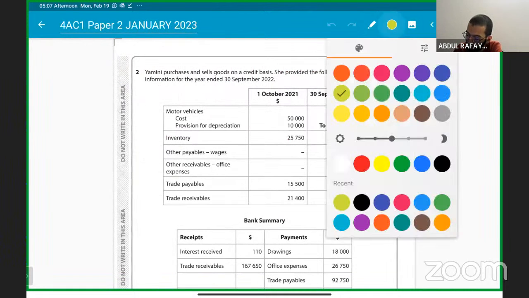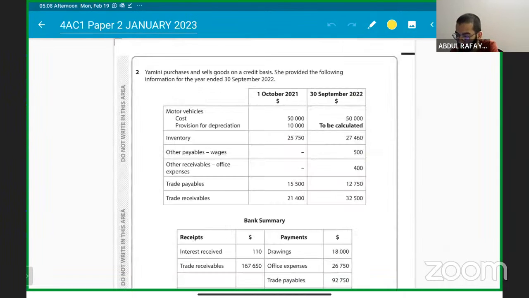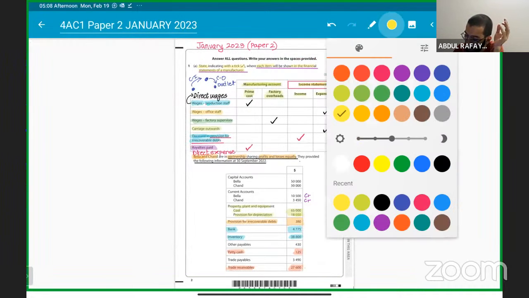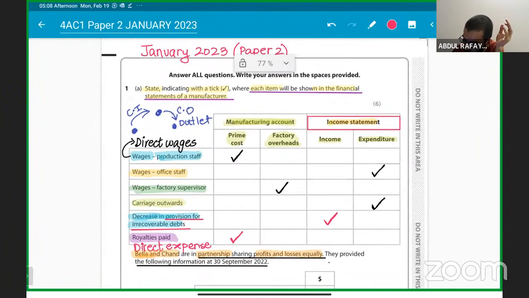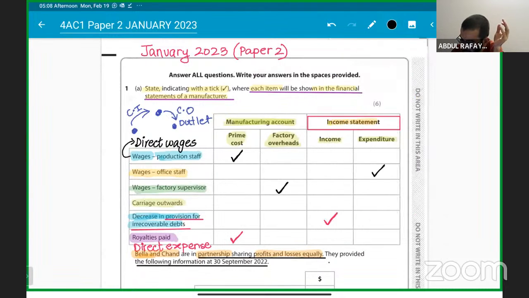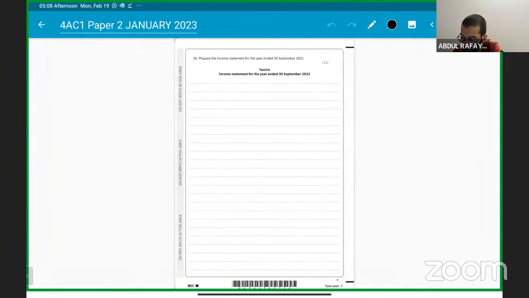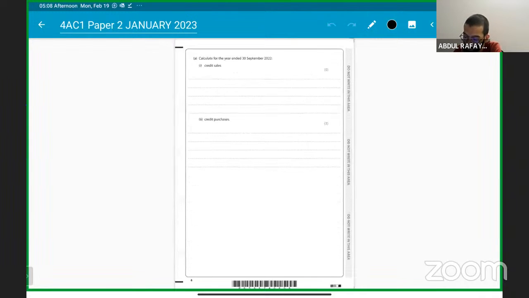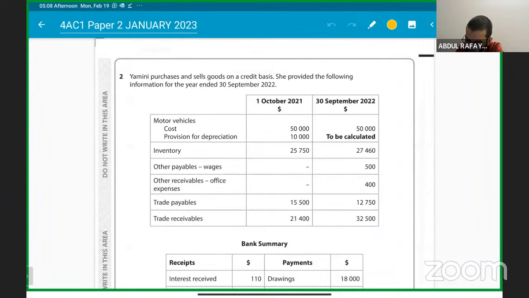So here we go. The next question is basically about incomplete records. The first question was about manufacturing, partnership and ratios. So let me write it down that question number one was all about manufacturing, partnership, and ratios. Question number two is about incomplete records, income statement, and those things. So what we have, students, is the opening and the closing balances.